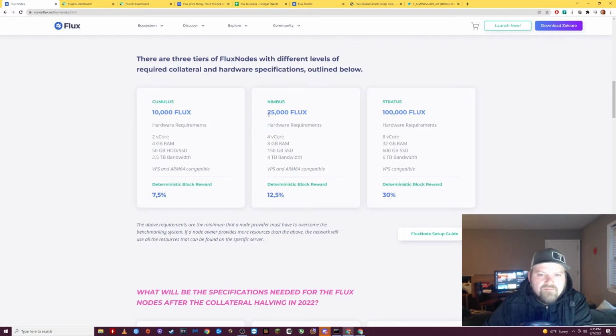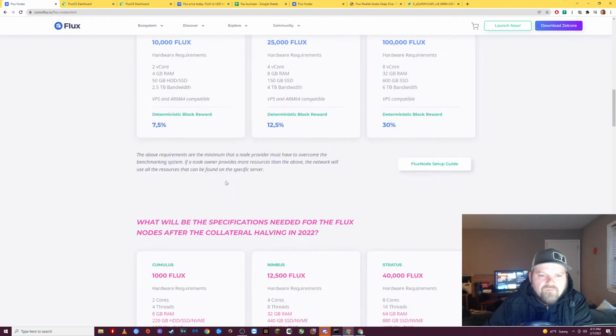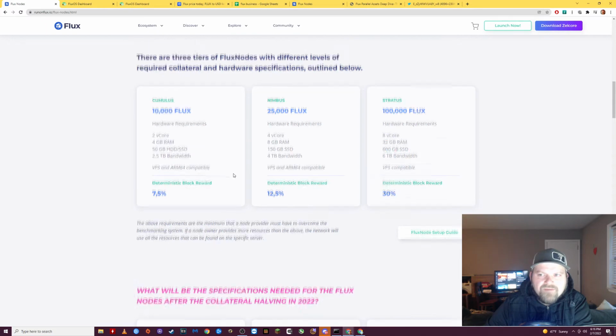As you go up to the Nimbus node, 4 core, 8 gigs RAM, 150 gig SSD. It is specified that it is an SSD. I would imagine there will be a lot of reading and writing going on there. 4 terabytes of bandwidth. And then as you get into the Stratus node, 8 core, 32 gigs of RAM, 600 gigs SSD, and 6 terabytes of bandwidth. That's a pretty nice computer on the right side. It says that those are the minimum requirements. It says it will use all the resources you throw at it, so just keep that in mind.